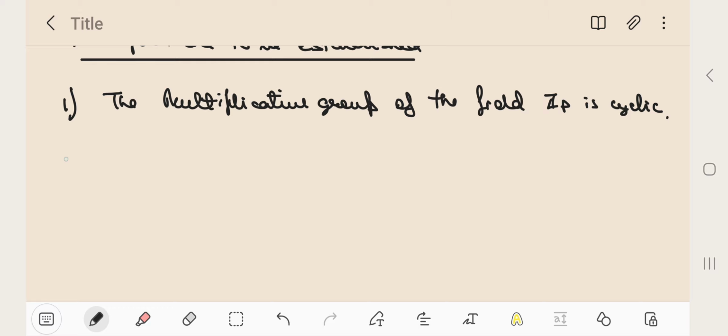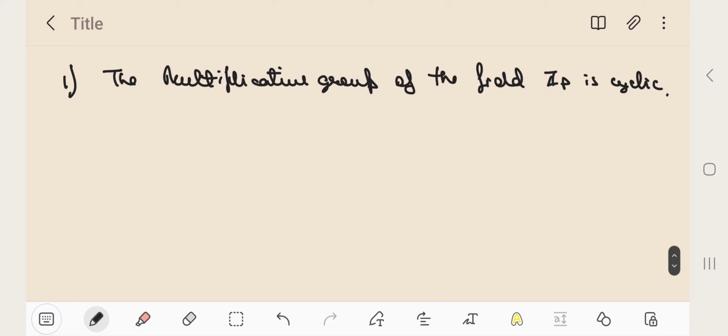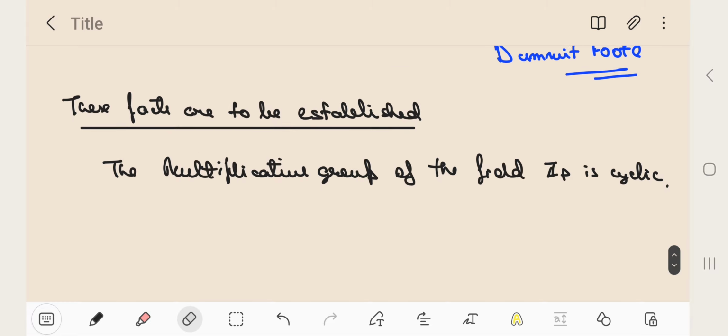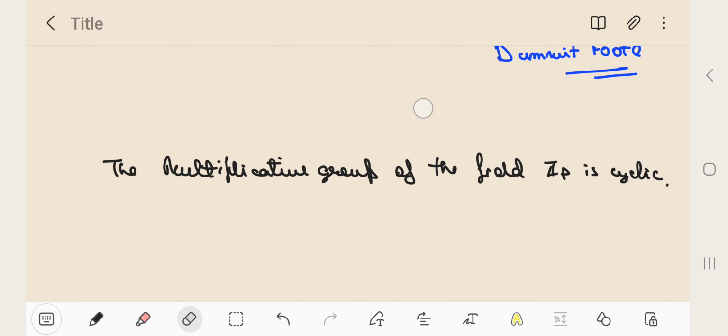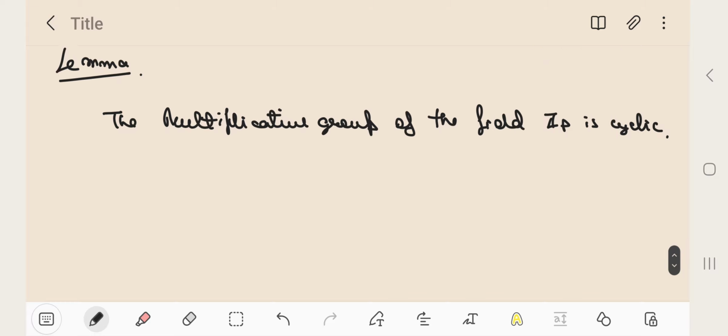I guess I'll need only this single fact, but there are some sub facts which I'll come up with as we go through the proof. So it's better I just present it as a lemma for the proof. The multiplicative group of the field Z_p is cyclic.